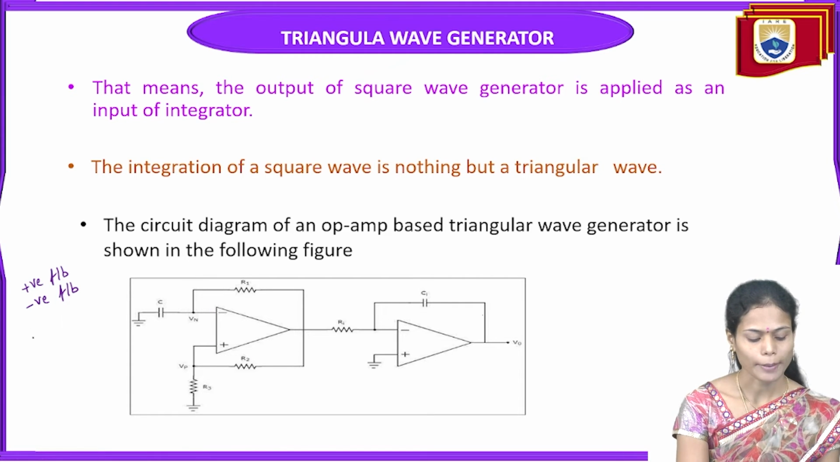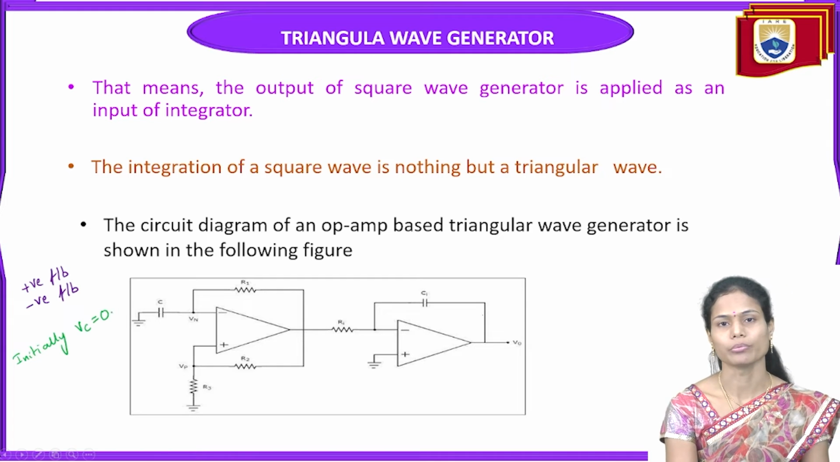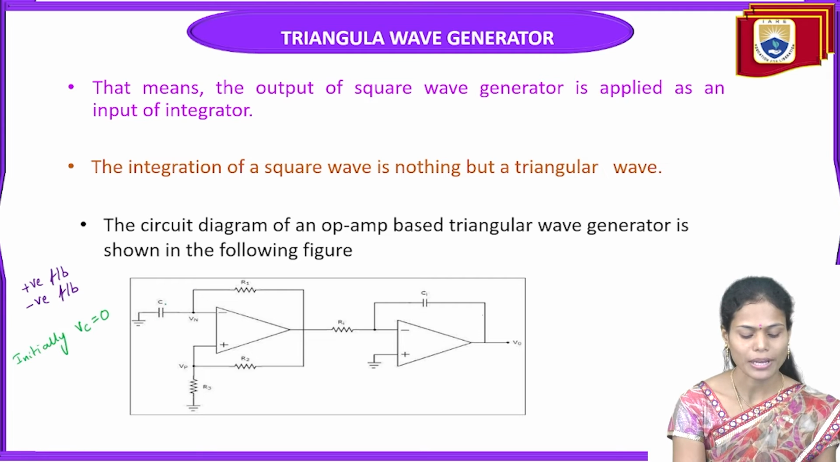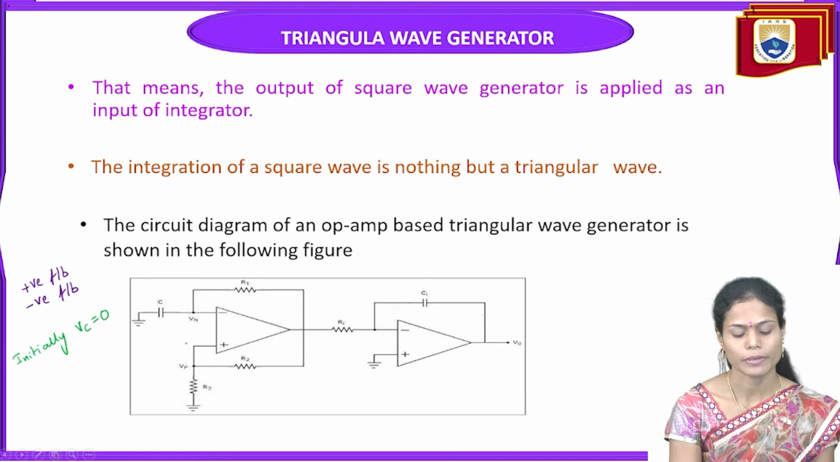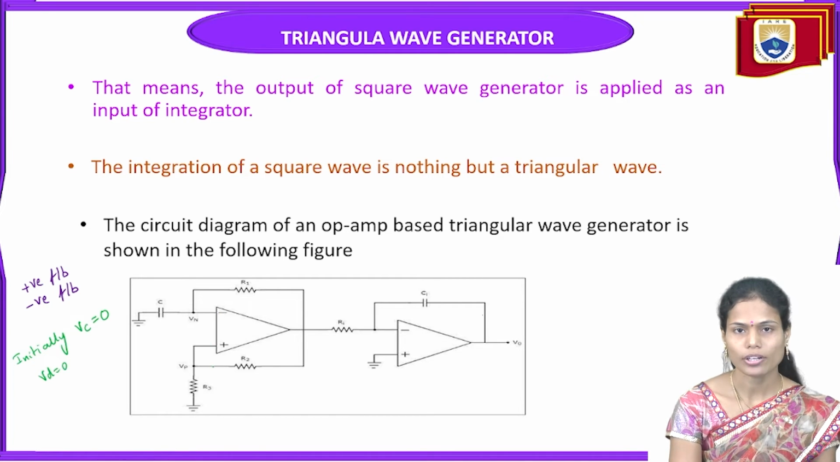Initially I am taking the voltage across the capacitor as 0. Why? Because initially the capacitor is not charged to any voltage, as we are not providing any signal to the circuit. The differential voltage is 0, which means at the inverting terminal as well as the non-inverting terminal we are not providing any input signal.